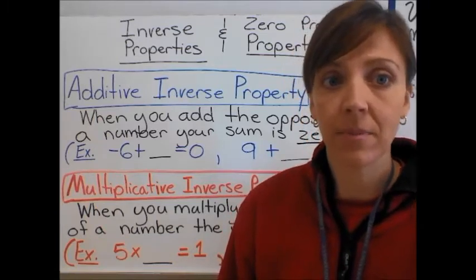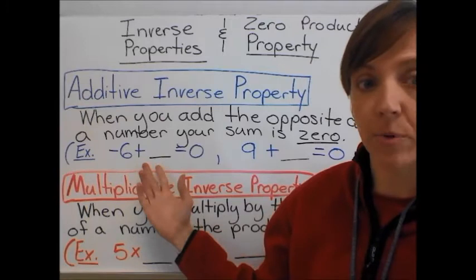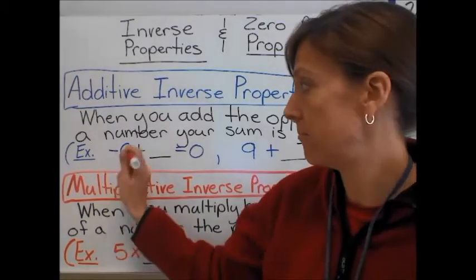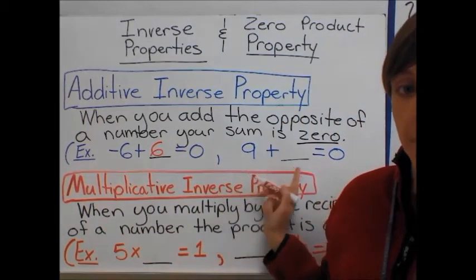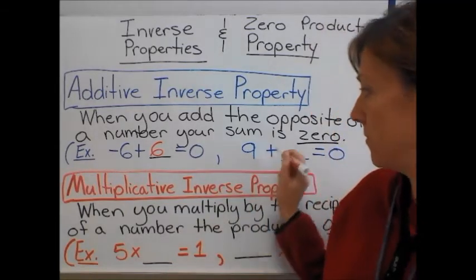It's that easy. For instance, -6 plus what number will give you 0? -6 plus 6 equals 0. 9 plus what number gives you 0? 9 plus the -9 gives you 0.